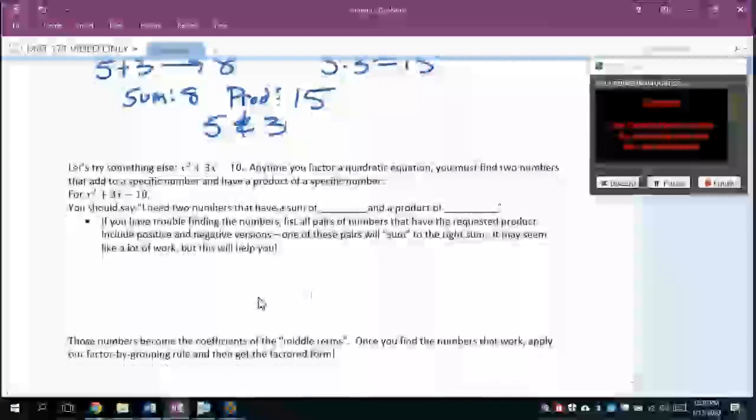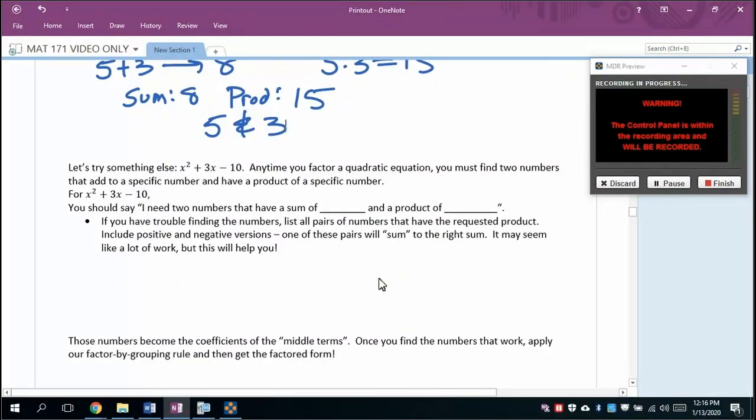Now, if we want to try something else, let's try this one. We need two numbers that have a sum of positive 3 and a product of negative 10.